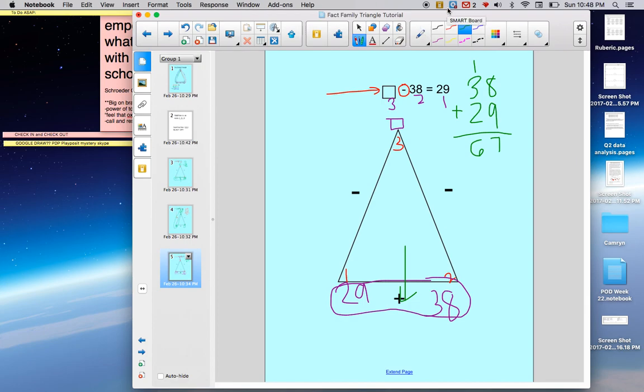Please go look for a Fact Family Triangle solving worksheet somewhere, whether it be on your teacher's desk or whether it be something you're going to glue in your notebook. I will talk to you later.